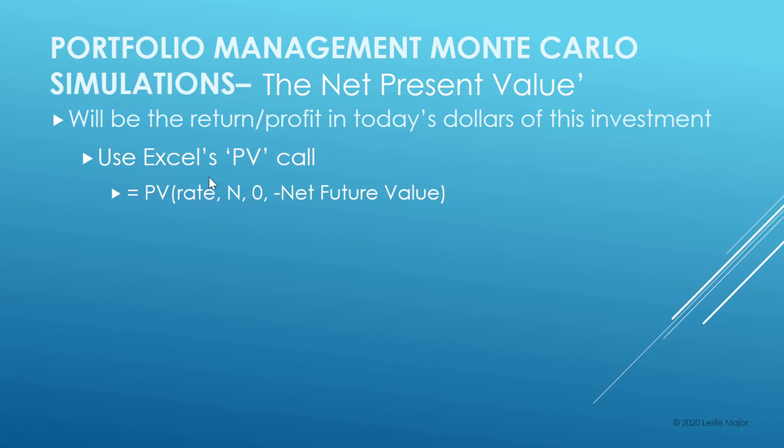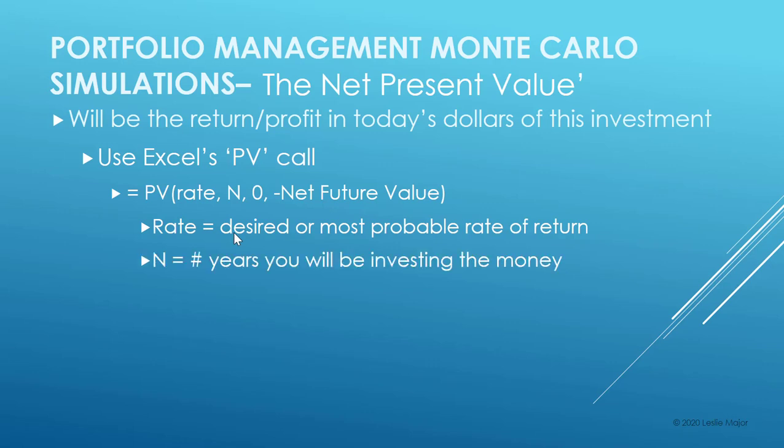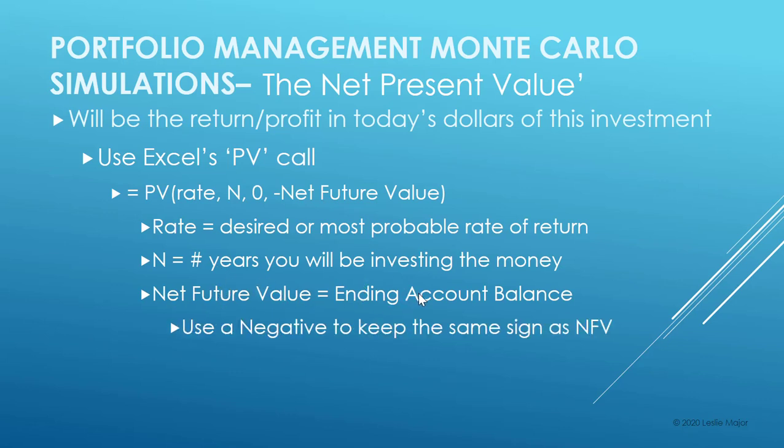PV equals to the rate, comma n, comma 0, comma negative net future value, where the rate is the desired or most probable rate of return that the market's going to yield or what you would like it to yield. N is your number of years you're investing the money for. And that net future value, we already got that before, that's that ending account balance. We put in a negative to keep the same sign as our net future value was before, otherwise Excel will change the sign of it. Again, it has to do with those inflows, outflows.